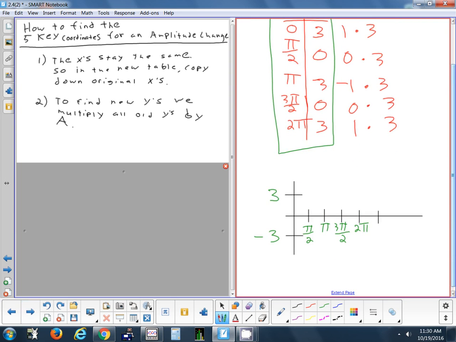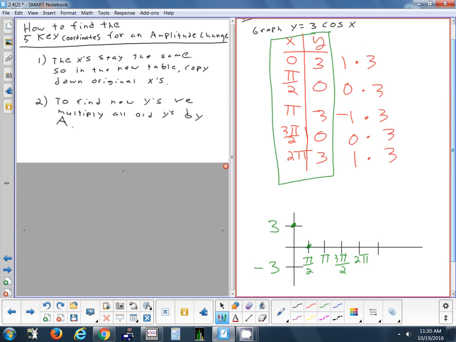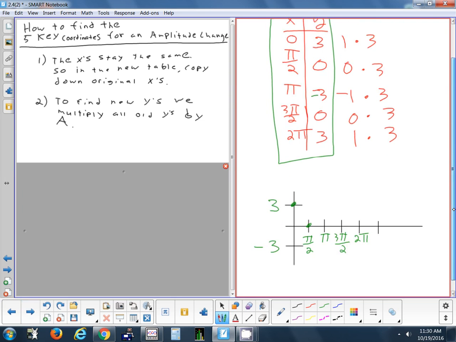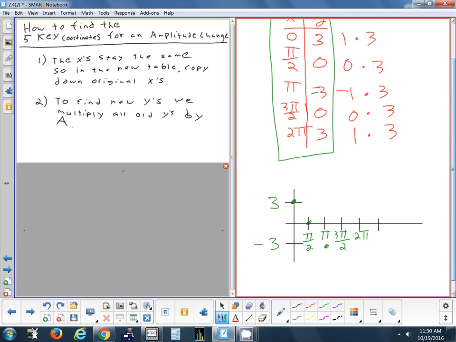So we've got 0, 3, 0. I think that was a negative, but my 3 kind of made it look like it was a part of the number. So -3, 0, back to 3. And there's your sketch. Okay, any questions on the sketch?